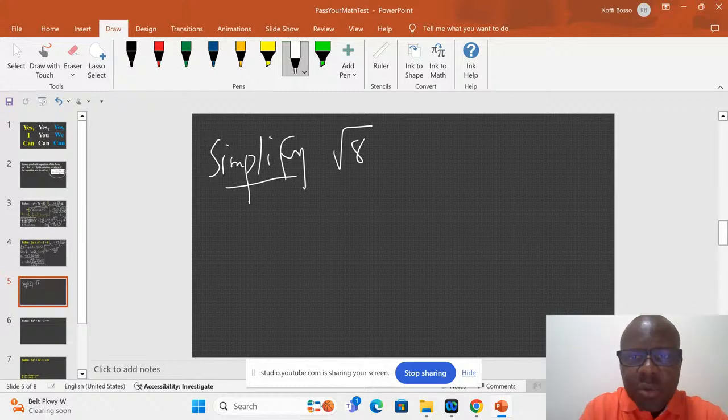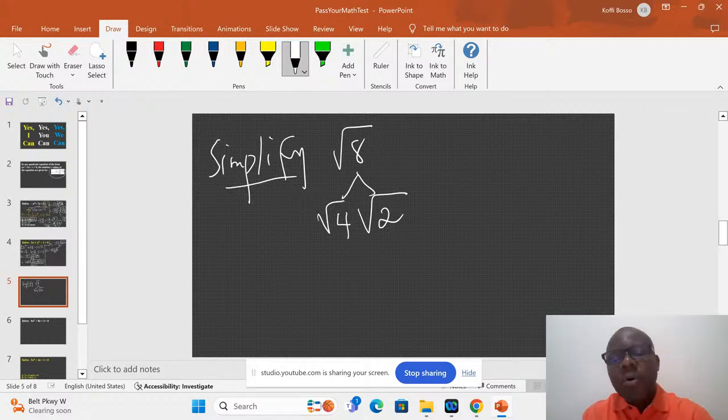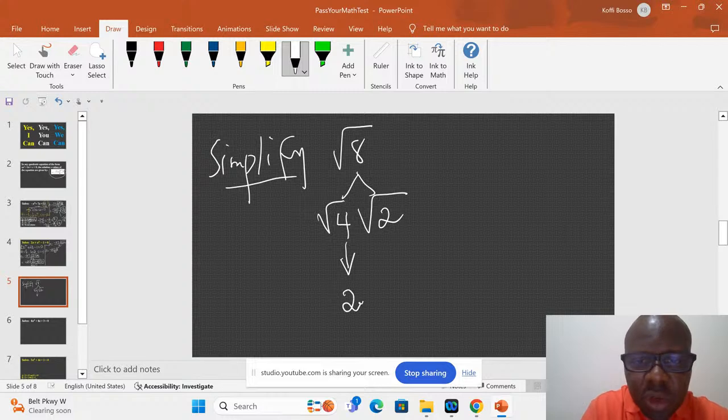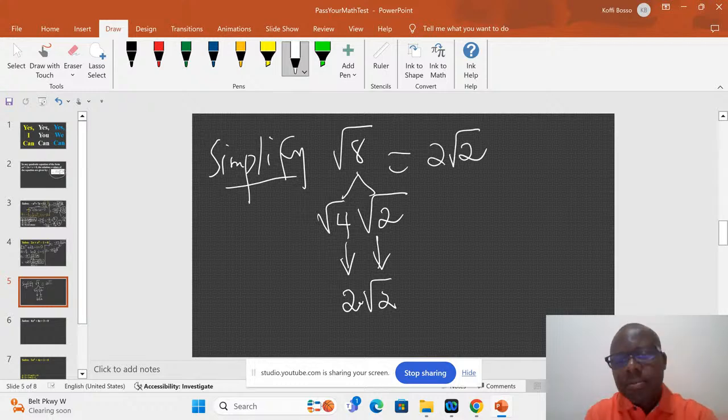Therefore, what I will do is break it down. I know that 8 is the same as 4 times 2. And 4 is a perfect square. Because 4 is a perfect square, the square root of 4 is a regular 2. So I have a regular 2 times the square root of 2. So the square root of 8 is the same as 2 square root of 2.